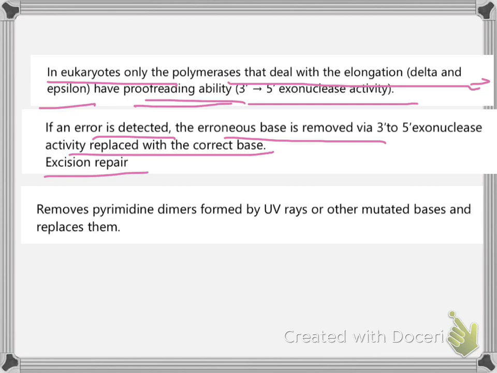So, if an error is detected by these enzymes, they will remove that base by the 3' to 5' exonuclease activity and replace it with the correct base. And that process is known as excision repair. They also remove pyrimidine dimers formed by the UV rays or other mutated bases and replace them.